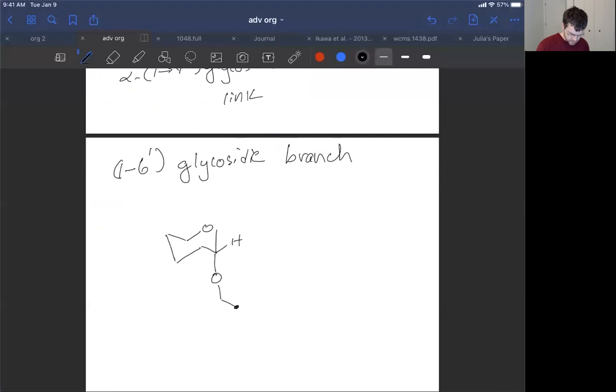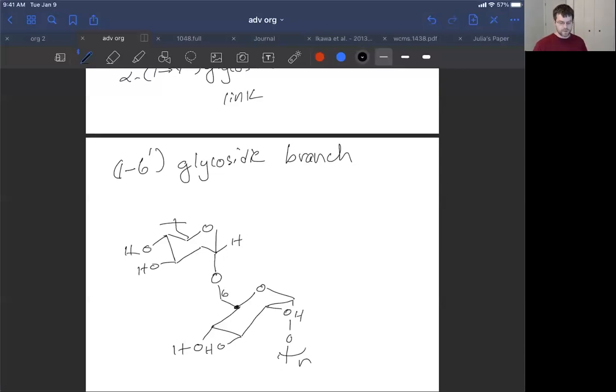Okay, so there's my CH2 group, which goes up to an O, down to the anomeric position, and we have equatorial OHs. So there's one side and there's the other side of our polymer. The point is here, we're connected at the 6 position from the 1 position. And 6 prime means it's the other saccharide that's positioned. Anyway, those are the 2 types of linkages that we typically see.